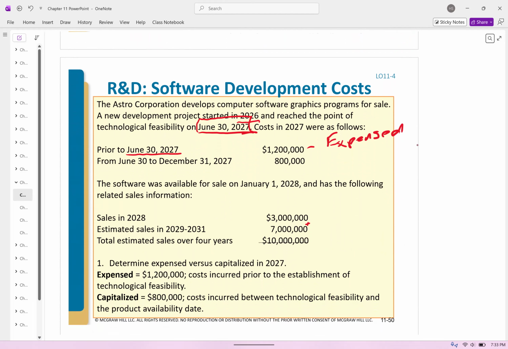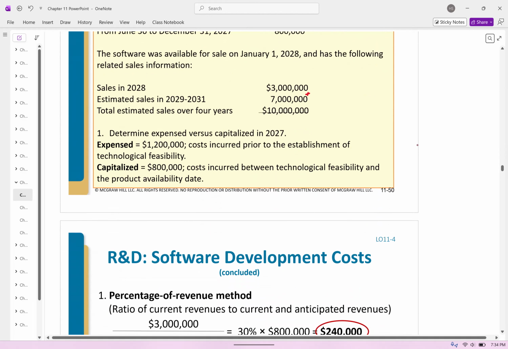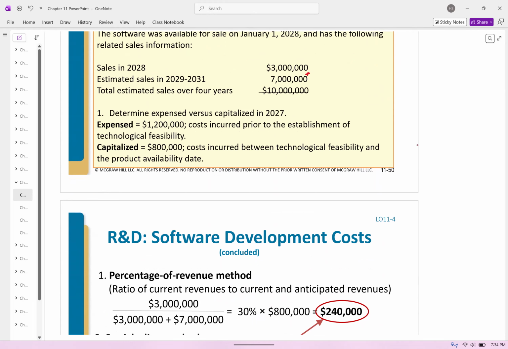We've already done that. I told you 1.2 million gets expensed. Okay, so then we're going to come over here. We're going to calculate the percentage of revenue method. They took the revenue from that 3 million that was from 2028, and they could have just put 10 million right here. They didn't have to add the two together. They could have just put 10 million, and divide that out.